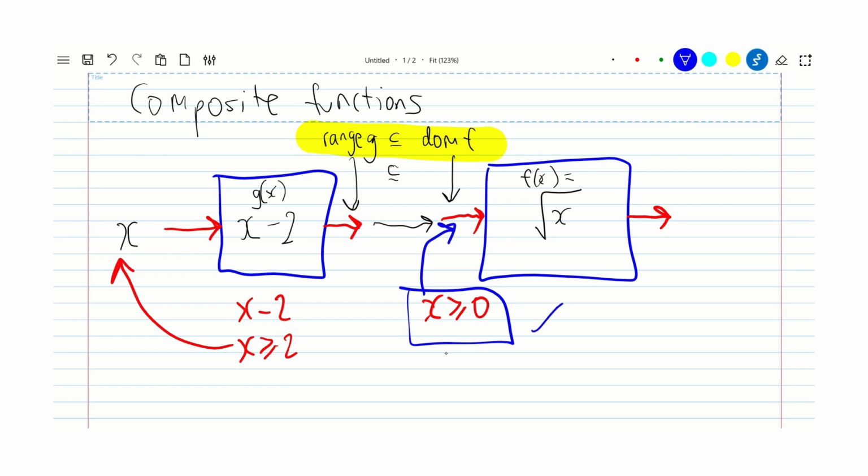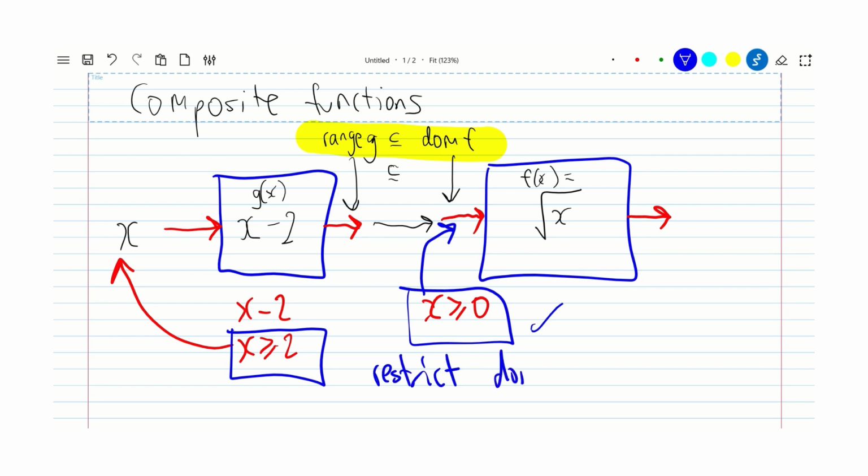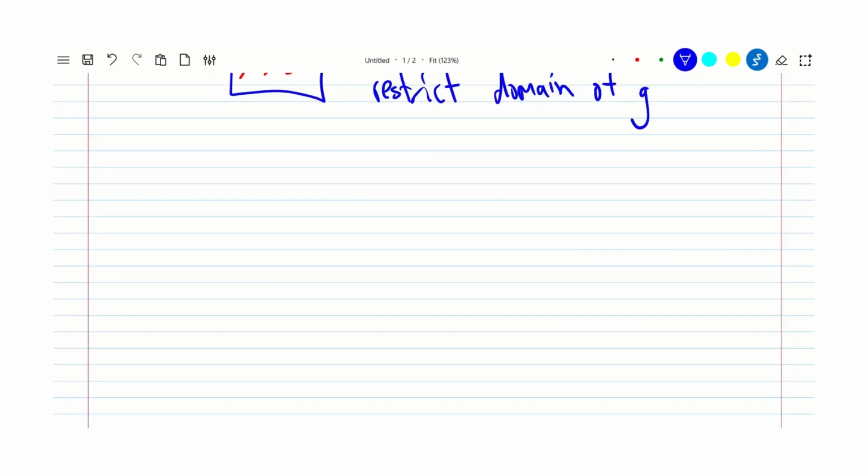And this will work. So what we can actually do is restrict the domain of that g of x function to force this machine to work, so we don't get any of these nasty values going in that will screw everything up. What we call it is restrict the domain of g to make the function work. Hopefully that makes sense. Let's do an actual proper example where we have a look at what that looks like in real life.